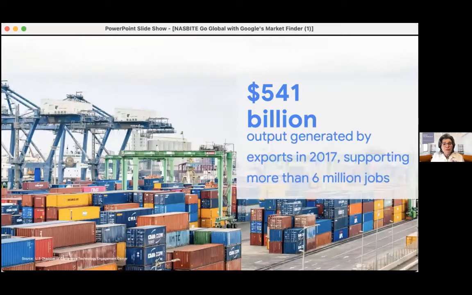Simply put, exporting can strengthen your business operations. Exploring new markets puts you in the position to attract new customers, which leads to, of course, business growth and more revenue. In addition, small business exports contribute a significant amount to the U.S. economy. According to the U.S. Chamber of Commerce, exports generated by small companies $541 billion in output in 2017, supported more than 6 million jobs.